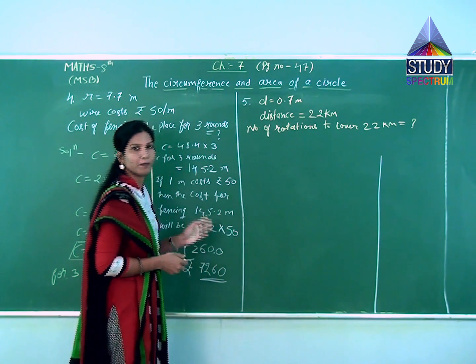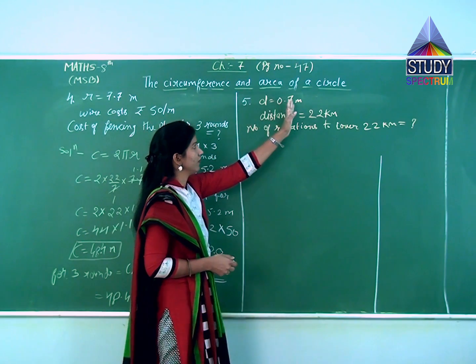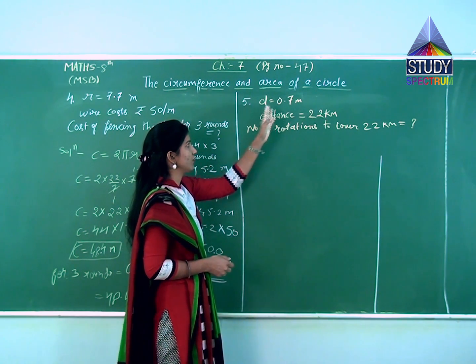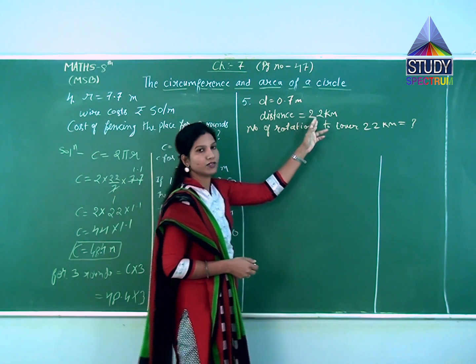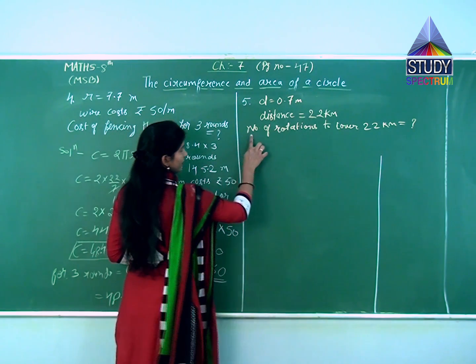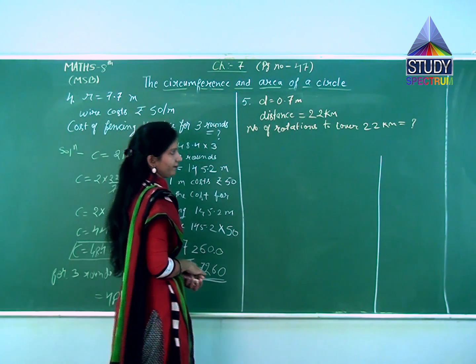Here, we are given a bus whose wheel has a diameter of 0.7 meter, and how many times will it rotate to cover a distance of 22 kilometers. What we have to find is the number of rotations to cover 22 kilometers.